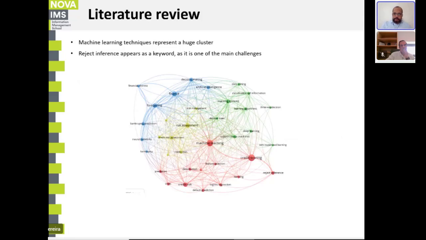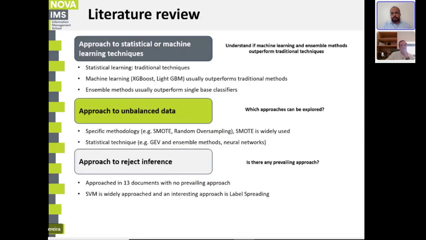As you can see, when you draw a map with the keywords, you can see that machine learning is a very central point in the articles I researched, but you can see the other points I would like to discuss. For example, reject inference was one of the very important points, one of the keywords that showed up in all of these articles. So to summarize my literature review, I classified the 86 articles in three main points.